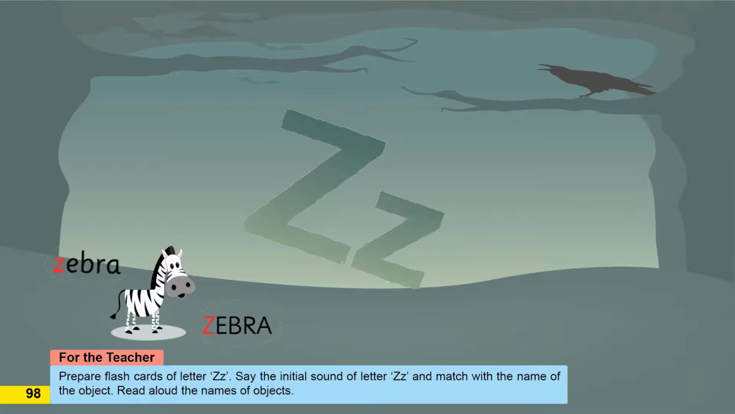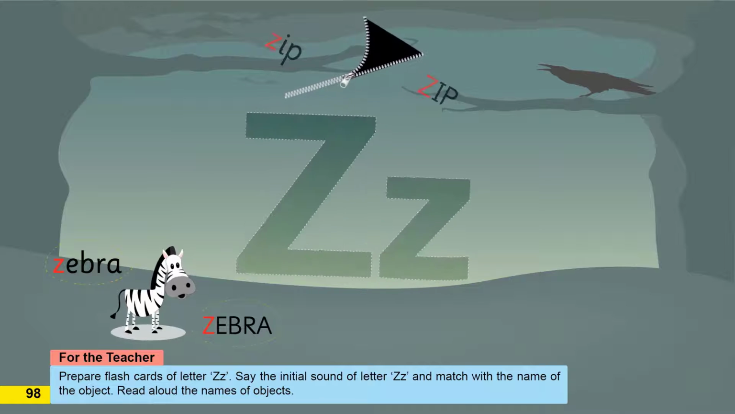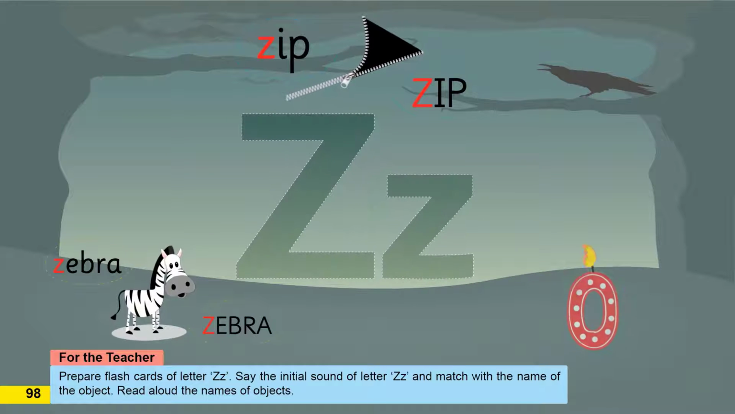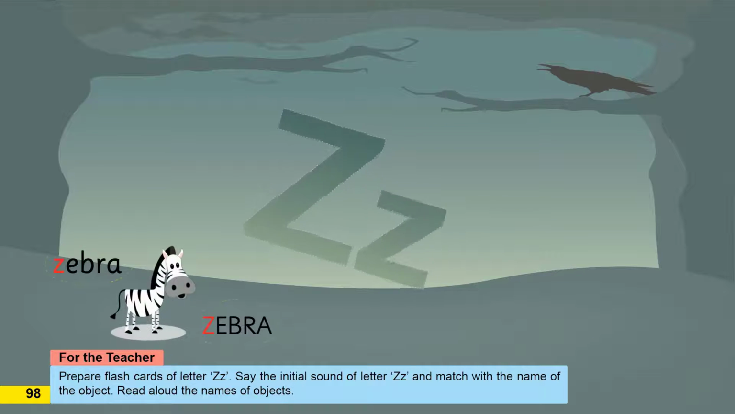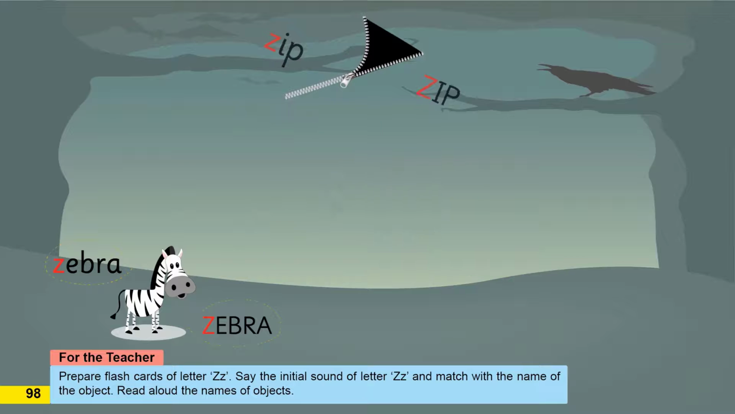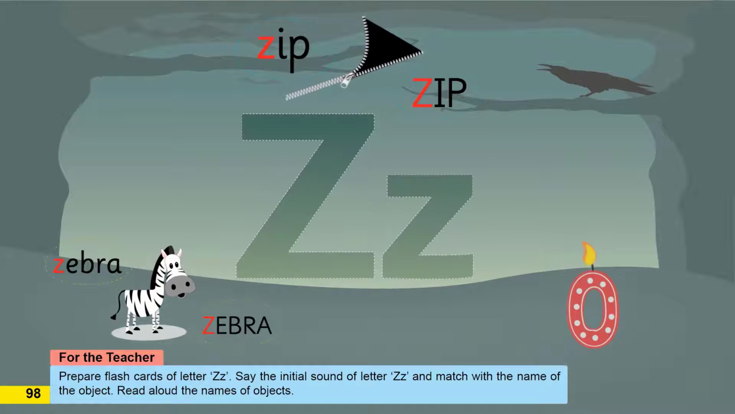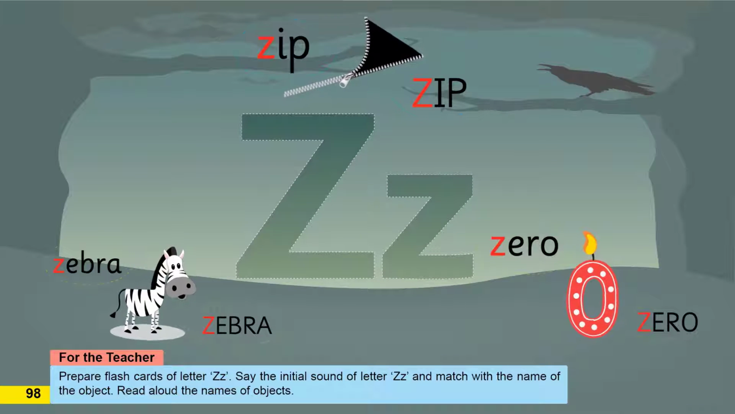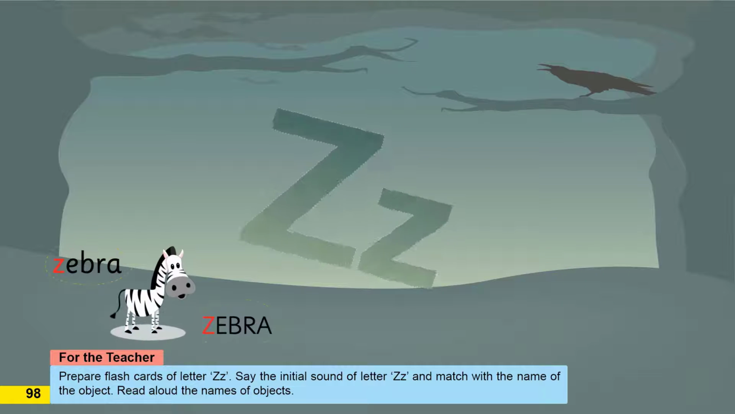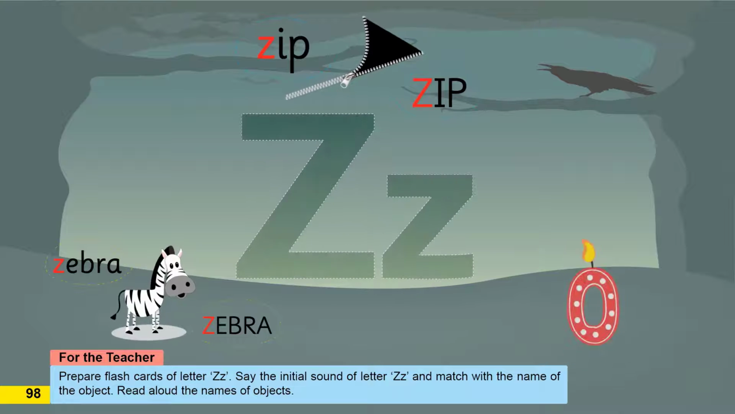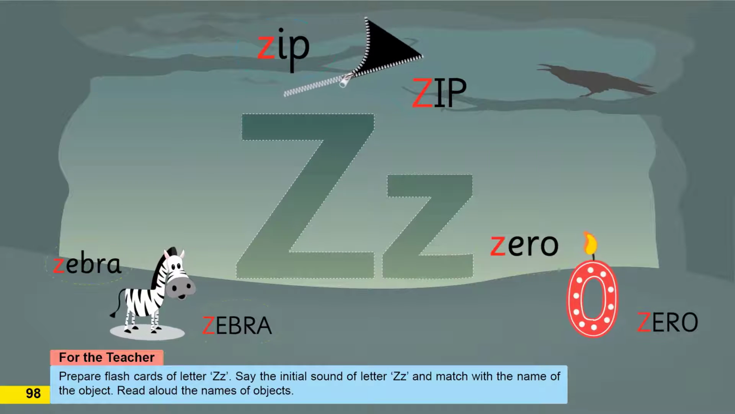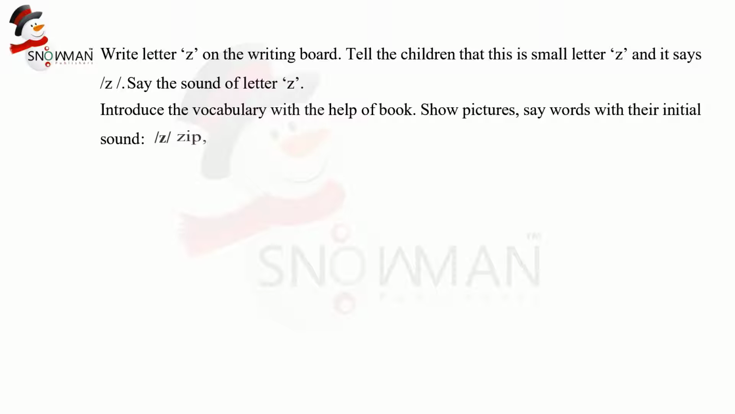Z. Z. Zebra. Z. Z. Zip. Z. Z. Zero. Z. Z. Zebra. Z. Z. Zip. Z. Z. Zero. Z. Z. Zebra. Z. Z. Zip. Z. Z. Zero. Z. Zip. Z. Zebra. Z. Zero. Z. Zoo.